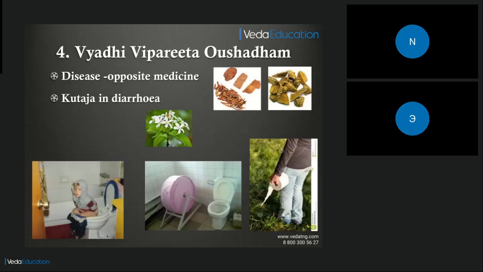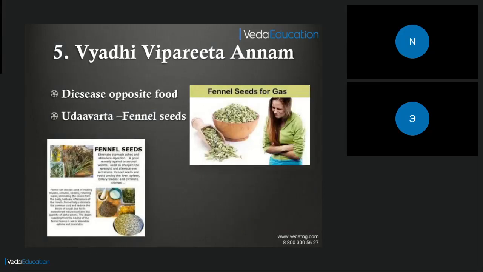So, for example, a person is having diarrhea, then there is a plant called Kutaja, Holarrhena antidysenterica. The scientific name of the drug plant itself is antidysenterica. And disease-opposite food, so Vyadhi Viparita. That means find appropriate food opposite to the disease.